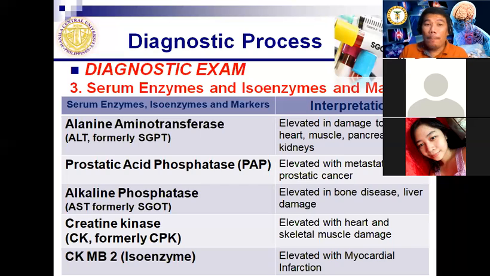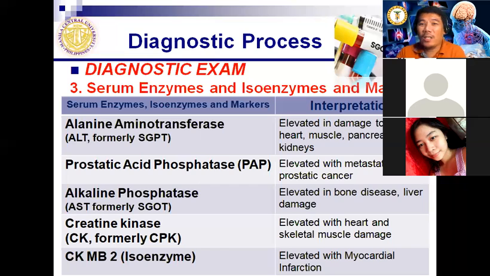Next, prostatic acid phosphatase. Prostatic acid phosphatase is indicated for clients with prostate cancer, but on the state that the prostate cancer has already metastasized. If we say metastasized, the cancer cells have already spread to the adjacent organs. We all know that prostate cancer is for males, and usually the prostatic acid phosphatase or PAP is used to check if the results are elevated, then the client, number one, has prostate cancer.